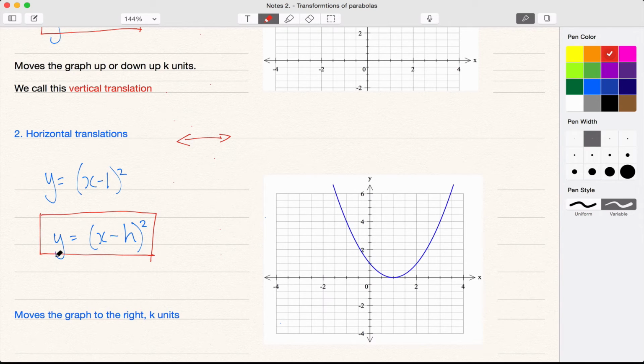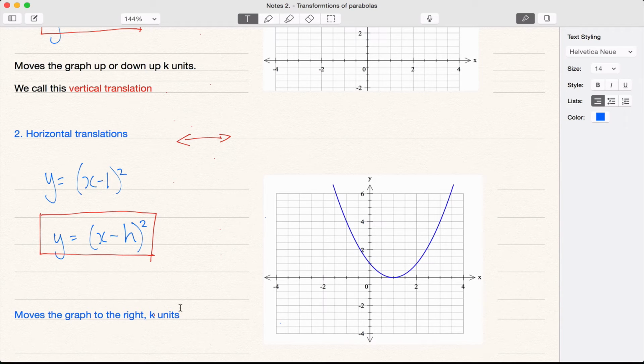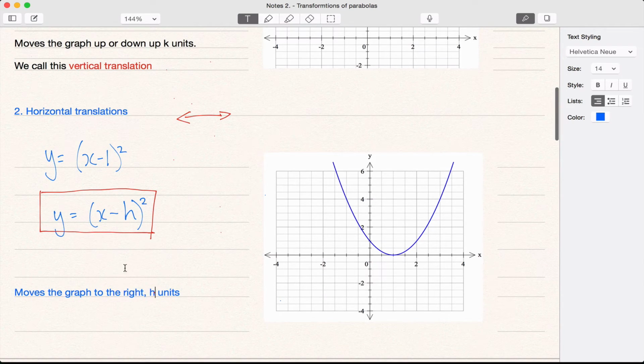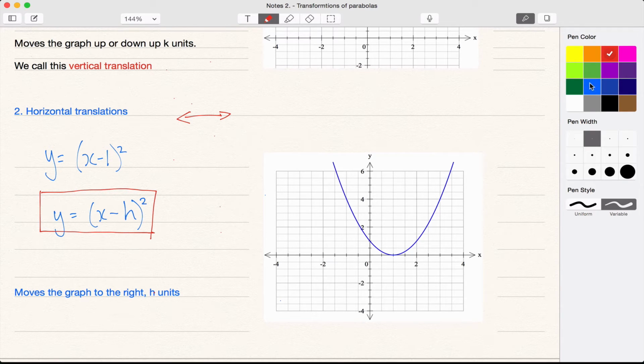Our general equation is y equals (x minus h) all squared. H is the letter we use for horizontal translations. Make sure the brackets are there. And that moves the graph to the right, not k units. I need to change that. H units. Important that you put that it moves it to the right if it's negative. If this was positive, so (x plus 2) all squared, I'll just write that out for you.